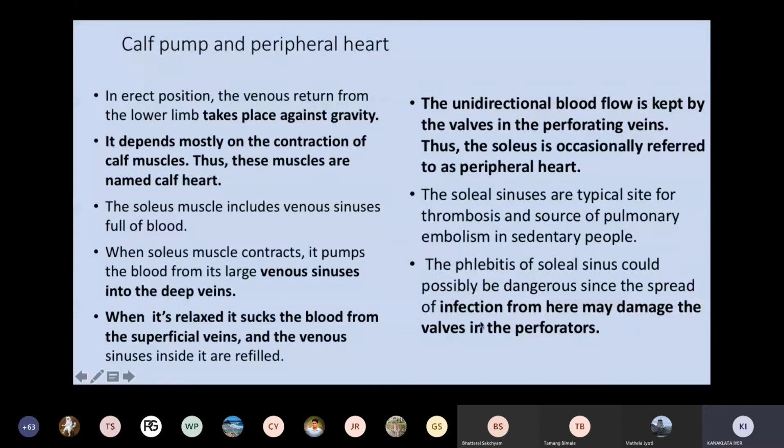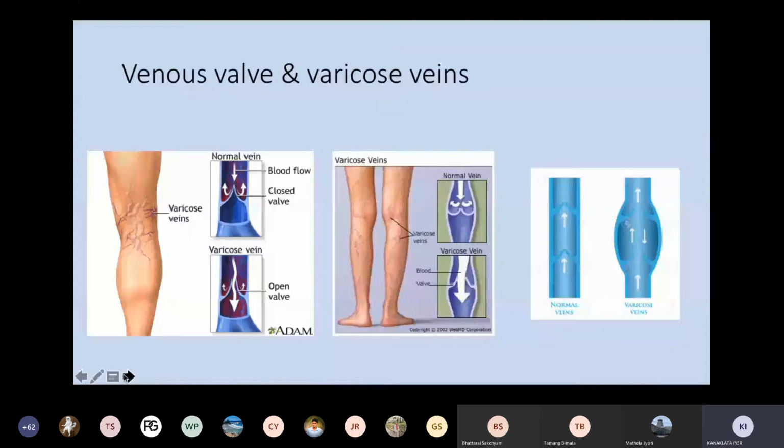Right? Sometimes there is an infection of the veins, which is called phlebitis. Because of this phlebitis, the valves can be damaged. So here it is exactly the opposite. In one case the blood is not moving, so there is a thrombosis. Or if there is an infection, the valves are damaged, and that will lead to dilatation of the veins. So here are some pictures of varicose veins.